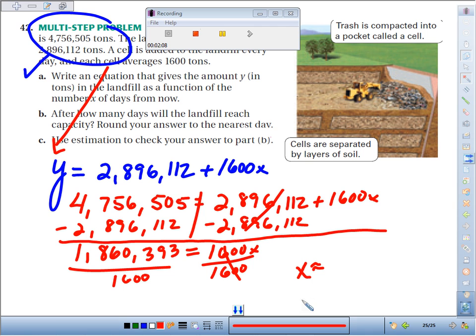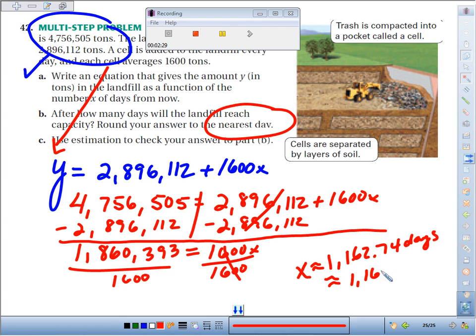Let me crank it out here. We get about 1,162.74 days. So if I was going to round to the nearest day, like they asked me to, I'd say about 1,163 days.